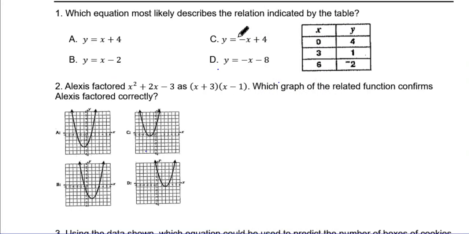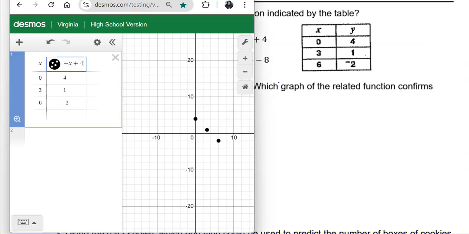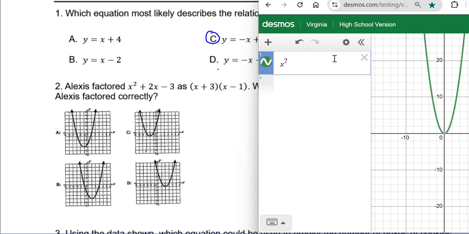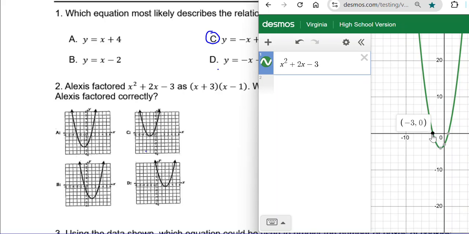Alright, the next one says, Alexis factored x squared plus 2x minus 3 as this factor. Which graph of the related function confirms it? So basically we're just matching the graph. So we can do that in Desmos. Just going to graph it. X squared plus 2x minus 3. It looks like it's going through negative 3 and positive 1. Yep, it's A.